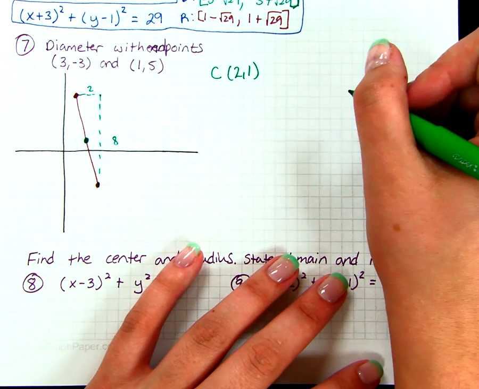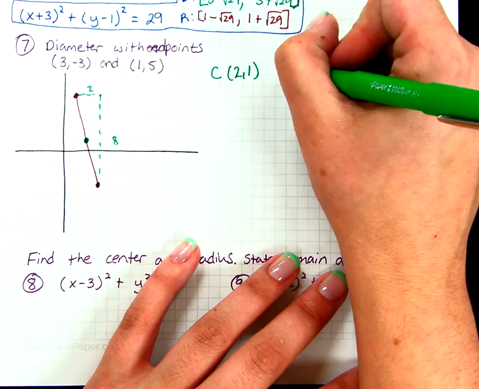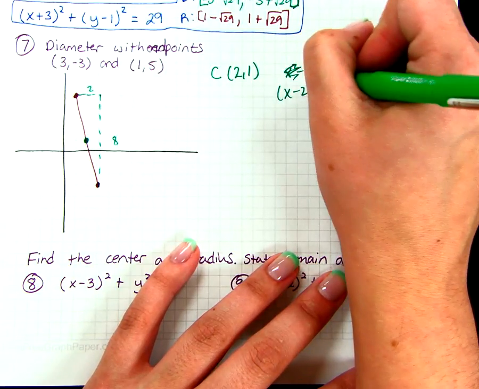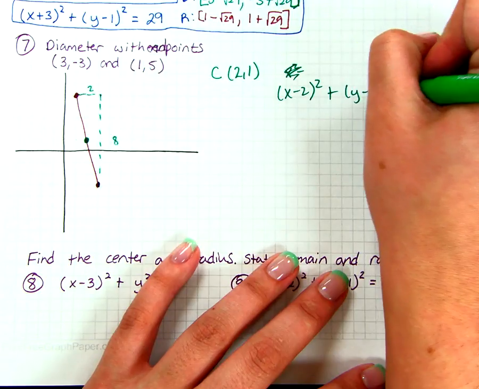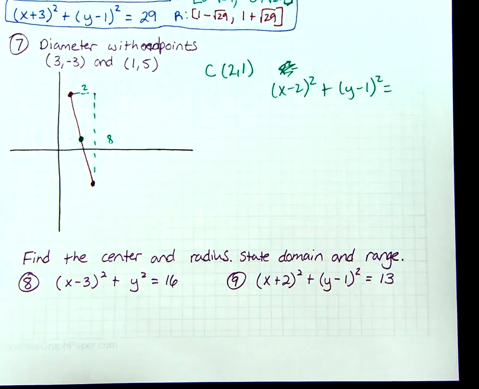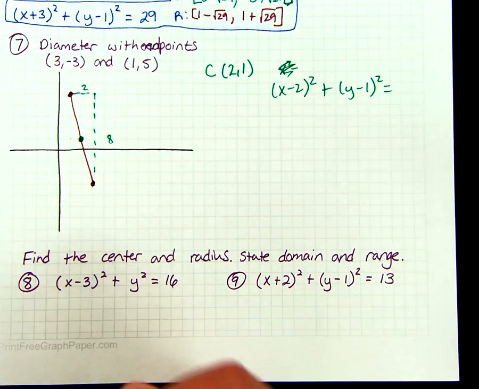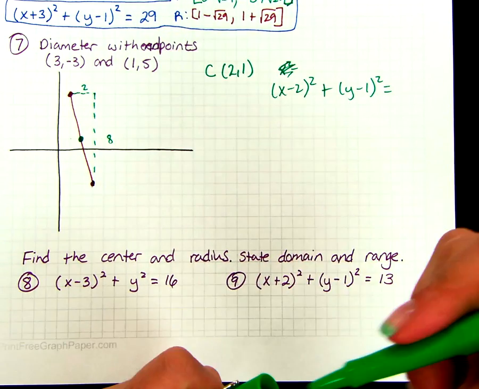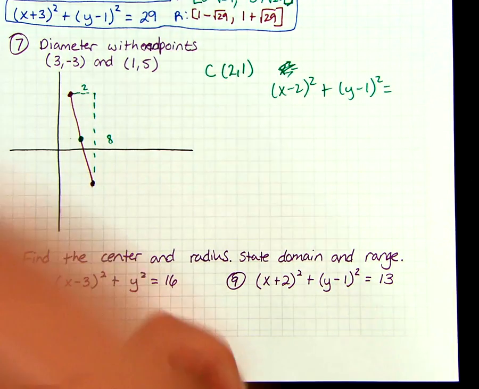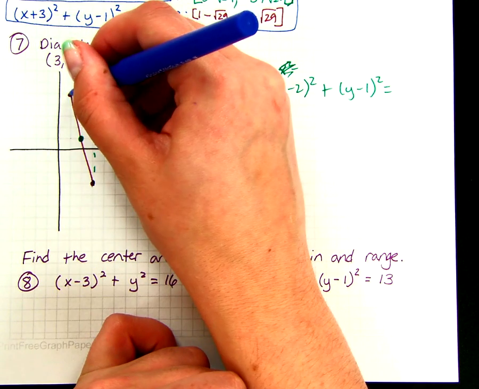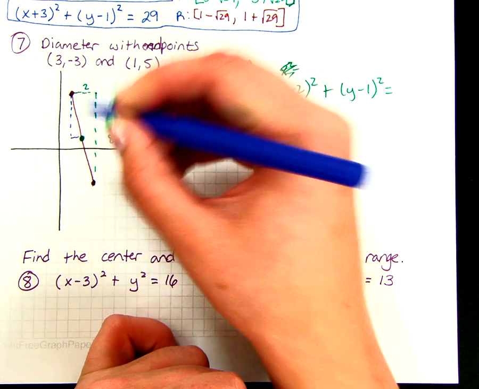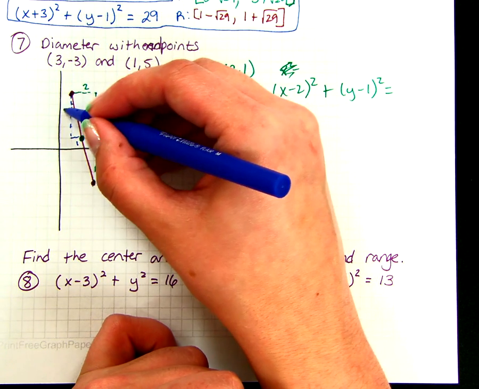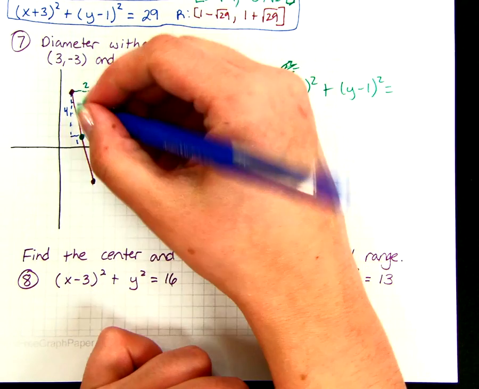So that means right now if we're writing an equation, it's going to be x minus 2 quantity squared plus y minus 1 quantity squared. And then we need to figure out the radius. So that means that our radius is this distance right here. So let me grab a different color pen. So now we're just finding that distance. So again, I'm just going to use the Pythagorean Theorem. So this is 1. And then we have 1, 2, 3, 4. And this is our radius.